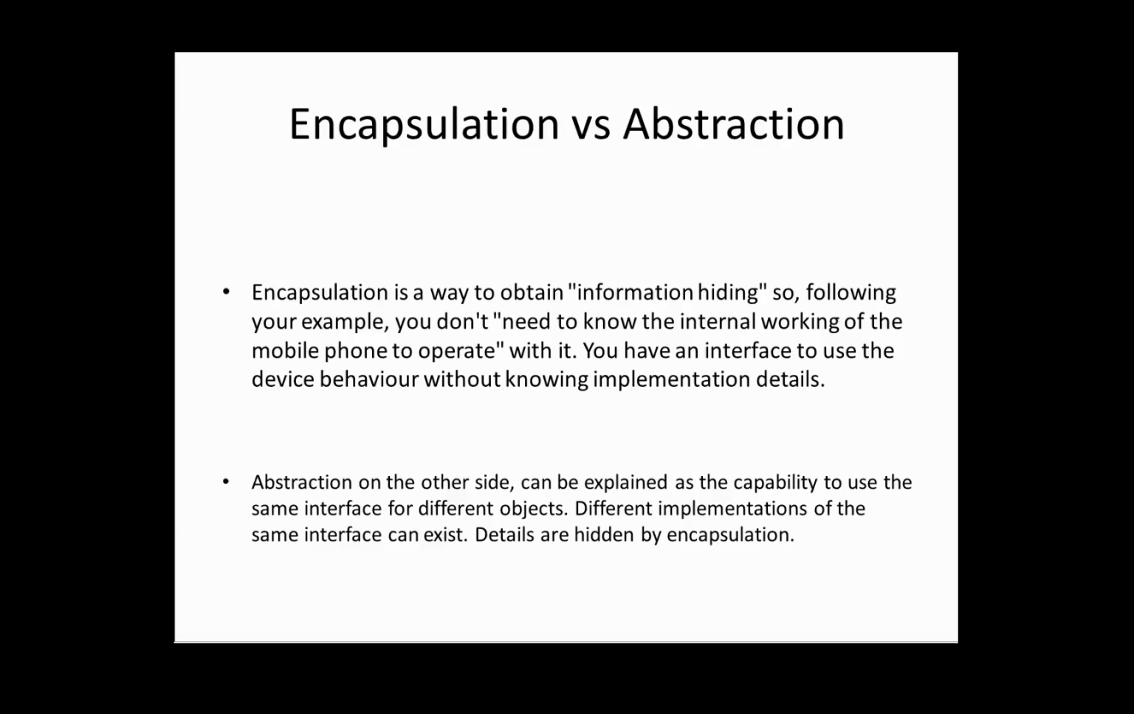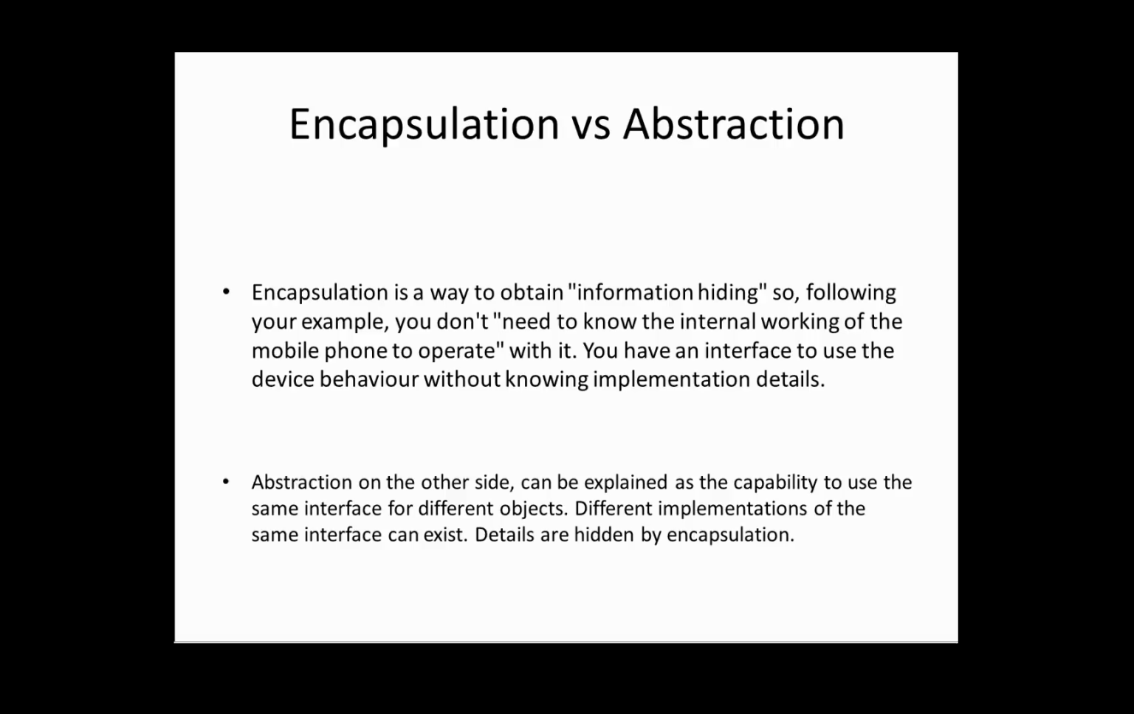Okay, encapsulation is a way to obtain information hiding. So following your example, you don't need to know the internal working of the mobile phone to operate with it. You have an interface to use the device behavior without knowing implementation details. Abstraction, on the other side, can be explained as the capability to use the same interface for different objects. Different implementations of the same interface can exist. Details are hidden by encapsulation.